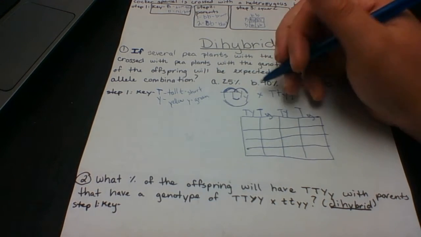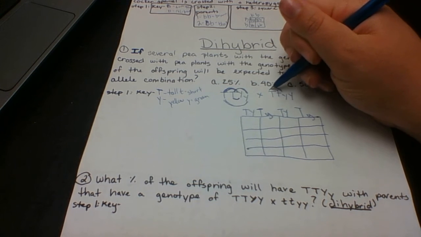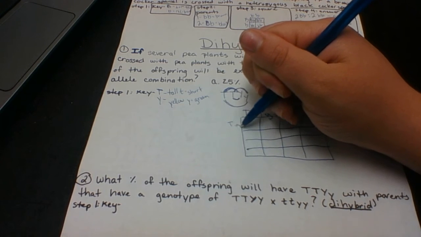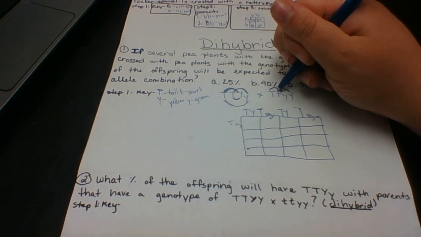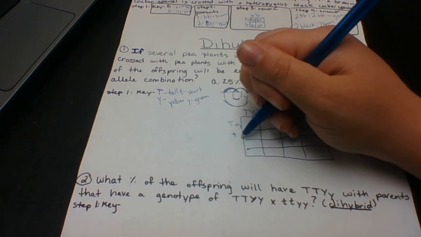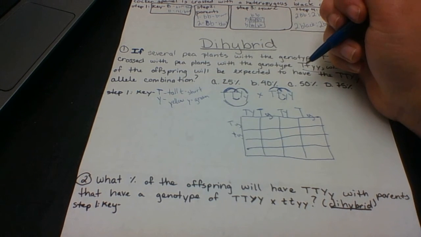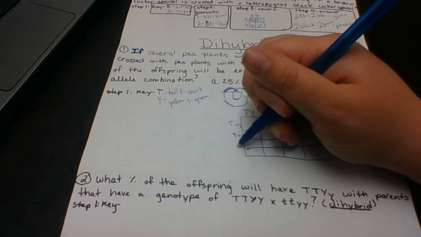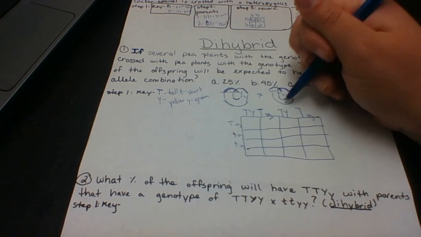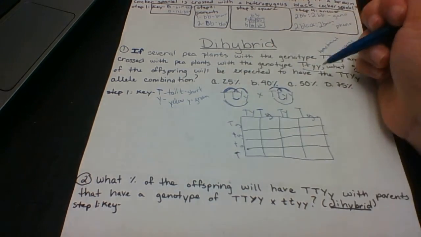All right, next parent. Again, remember to be happy. Eyebrow. Big T, little y. Eyebrow. Little t, little y. Nose. Little t, little y. And mouth. Make it happy. Big T and little y.